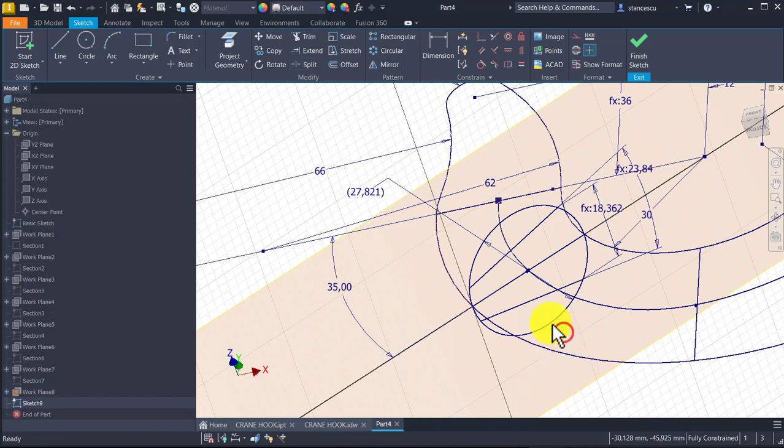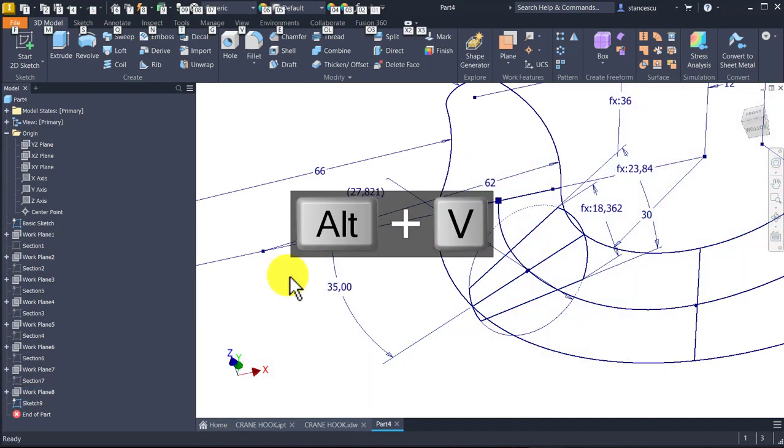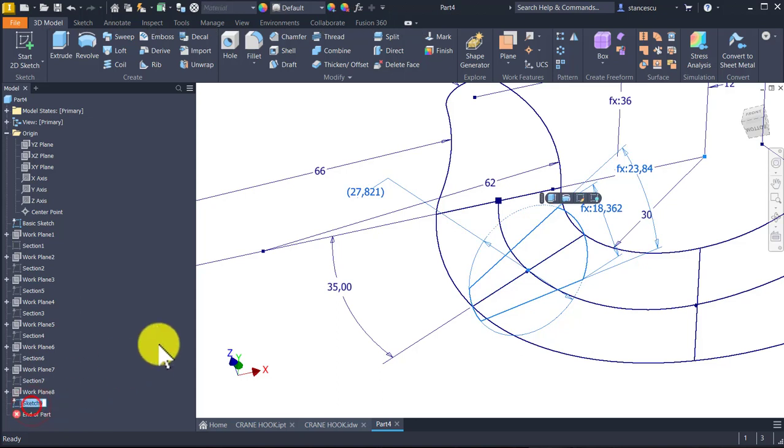And then I select 1, 2, 3 to be entities with the attribute construction. Finish sketch, select plane, Alt V, name the section 8, and make it invisible.